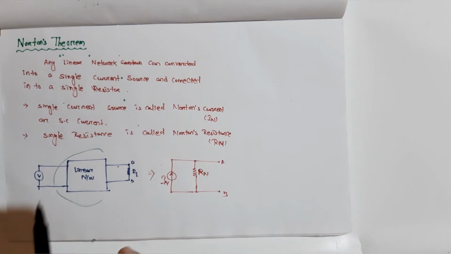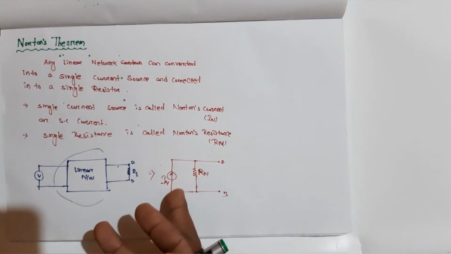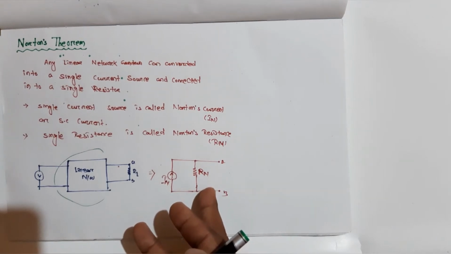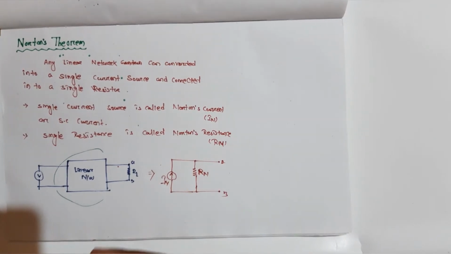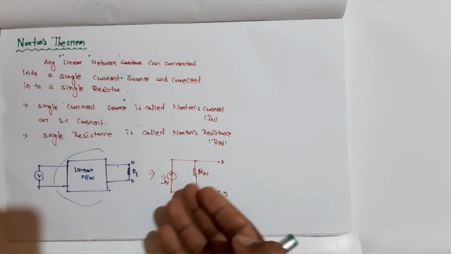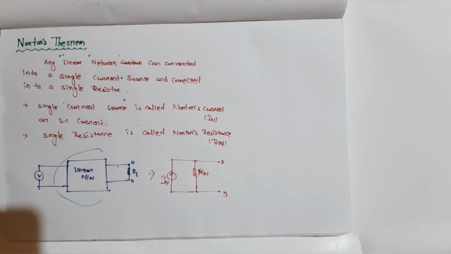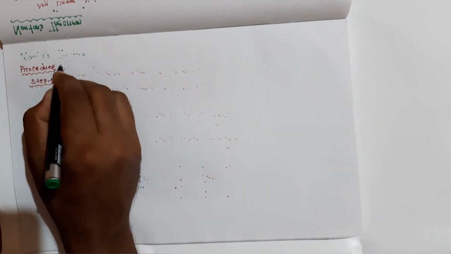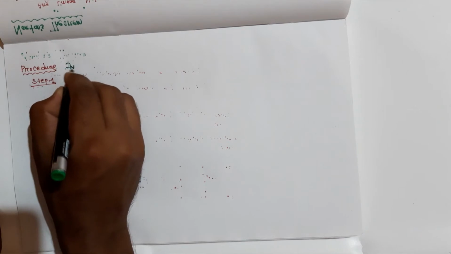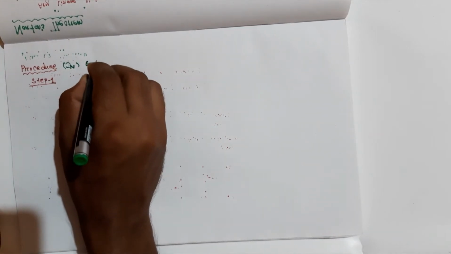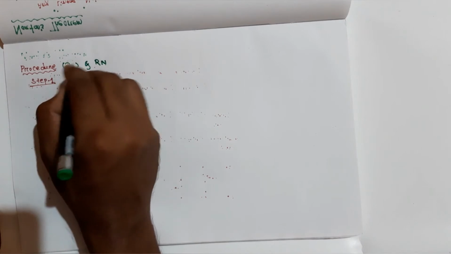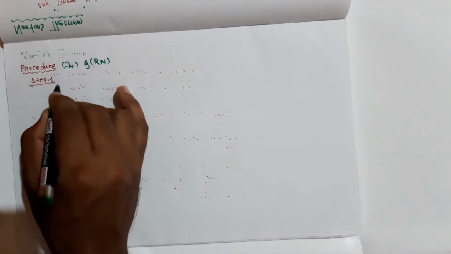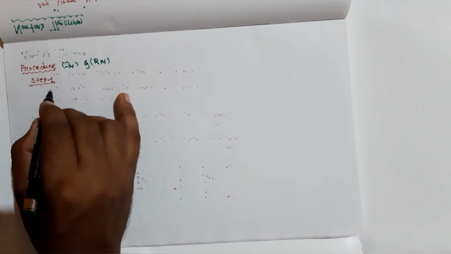So how do we find this single current source and single resistor? Let's go to the procedure to find the Norton current IN and the Norton resistance RN. The first step is how to find the Norton current. Let's start.